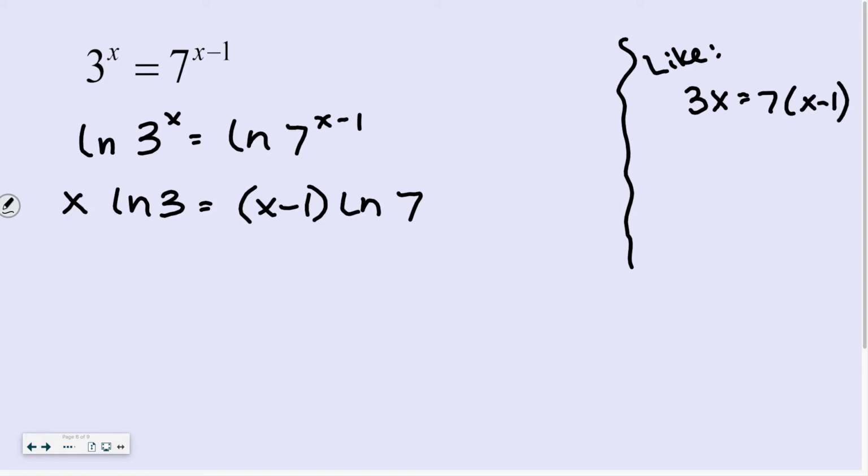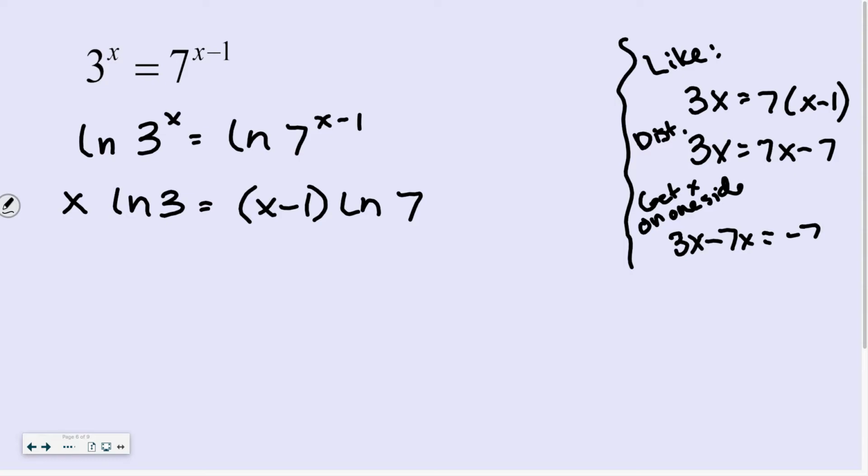Does that equation look like something you could solve? Yeah, what would you guys do to that equation? You would distribute the 7. 3x equals 7x minus 7. So we would distribute. What else would you do to that equation? You would subtract the 7x. So I'm going to say get x on one side. So that would be 3x minus 7x equals negative 7. And then you have negative 4x equals negative 7, and you can divide.